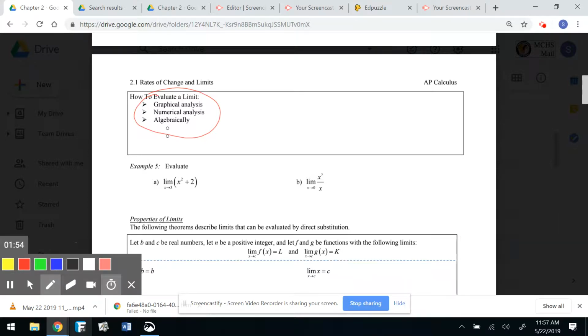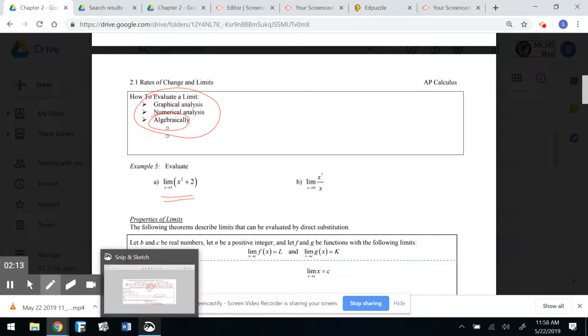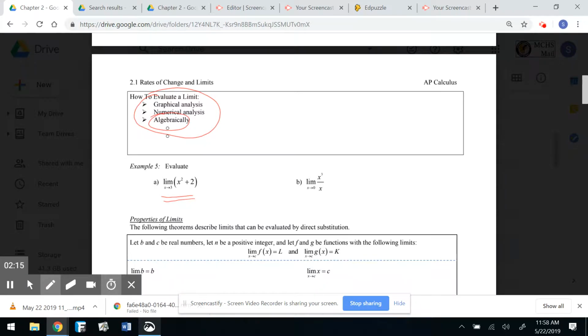There are some techniques that we're going to use that we'll get into later of what we do algebraically. The first thing you need to know is sometimes graphically, sometimes looking at a table takes way too much time. So every time, our very first step when evaluating a limit algebraically is direct substitution. Plug a 3 into that function. If I plug a 3 into this, I get 3 squared plus 2, which equals 9 plus 2, which is 11. And since it's 11, I'm done.